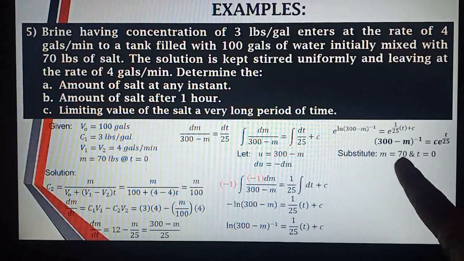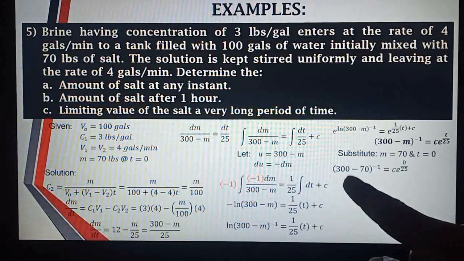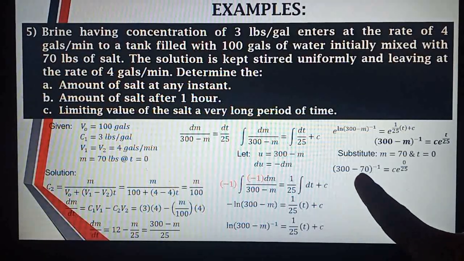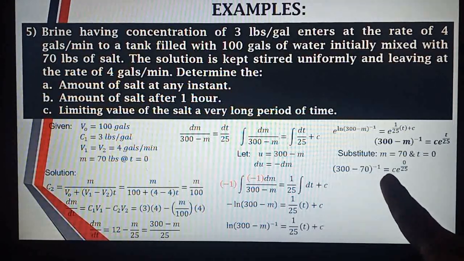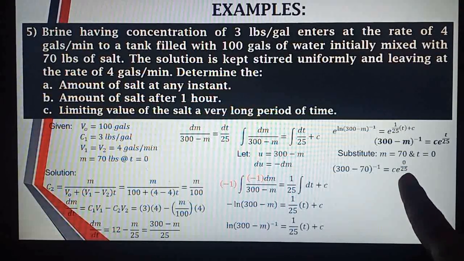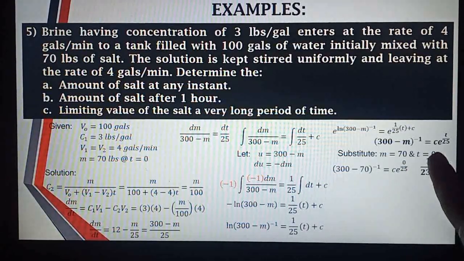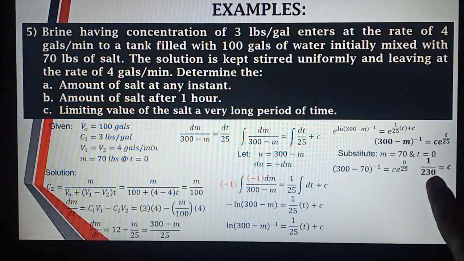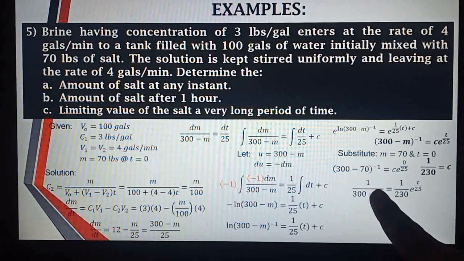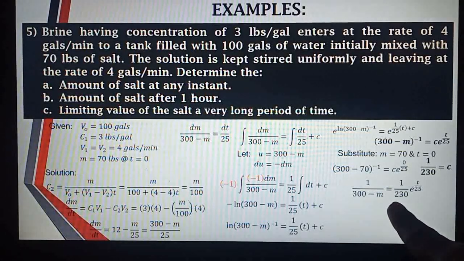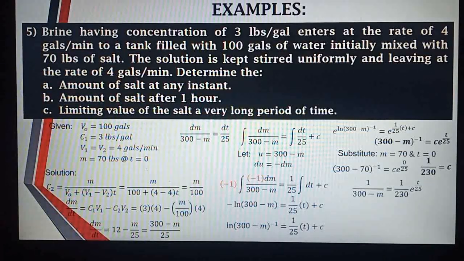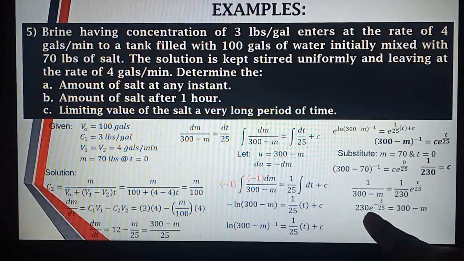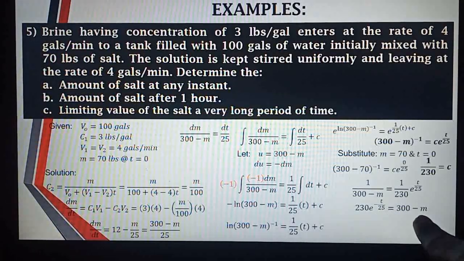So, if we substitute this to the general solution, we will have 300 minus 70 raised to negative 1 equated to c e raised to 0 over 25. Therefore, our c is 1 over 230. Now, if we substitute the value of c to the general solution, you will now have 1 over 300 minus m equated to 1 over 230 multiplied to e raised to t over 25. It will be 230 multiplied to e raised to negative t over 25 equated to 300 minus m.